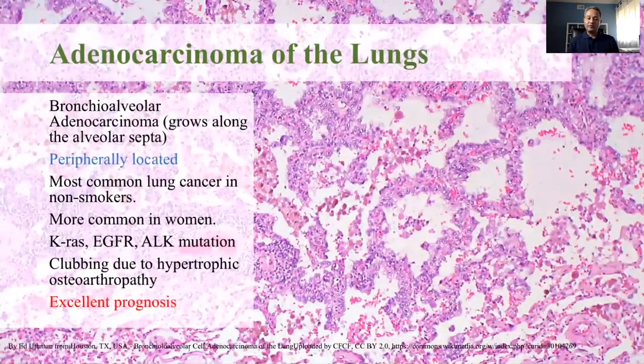This is the adenocarcinoma, of course, as you can see. This one, guess what is being shown? The alveolar septa are thick, right? So this should tell you that this is an example of the bronchioalveolar subtype. Bronchioalveolar subtype usually creates hypercellularity and tumor in the septa. It grows along the alveolar septa. So of course it is peripherally located because alveoli are peripherally located. And the important thing here is it is the most common cancer in non-smokers. It is also associated with clubbing. Prognosis is good, which is a good thing.